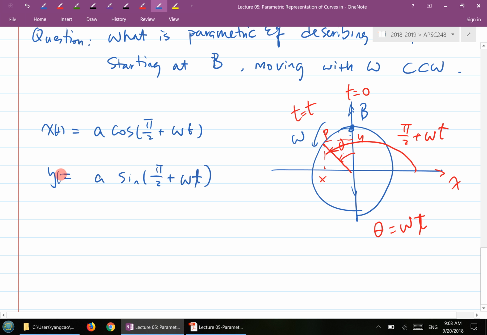And this is exactly the parametric equation describing the point motion, but in this case starting at B now and moving counterclockwise at a constant omega, which makes perfect sense. If I substitute t equal to 0 here, what's the initial angle? The initial angle is 90 degrees, pi over 2, right?